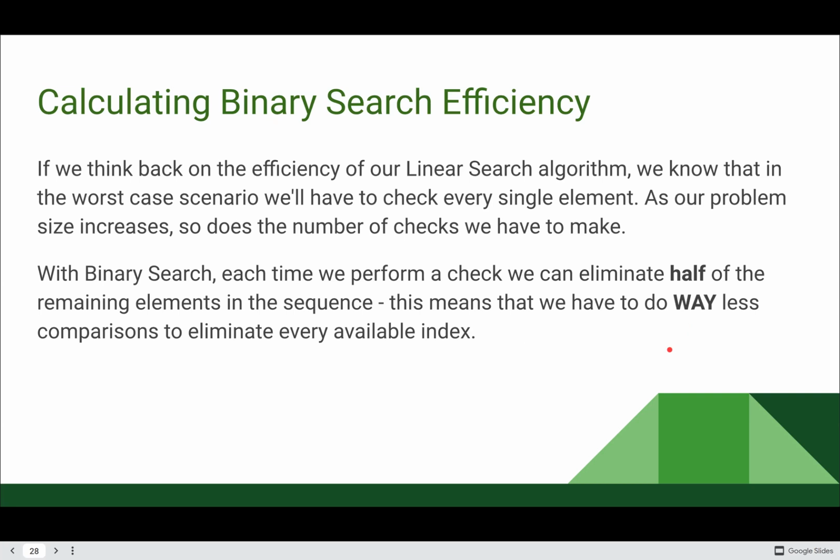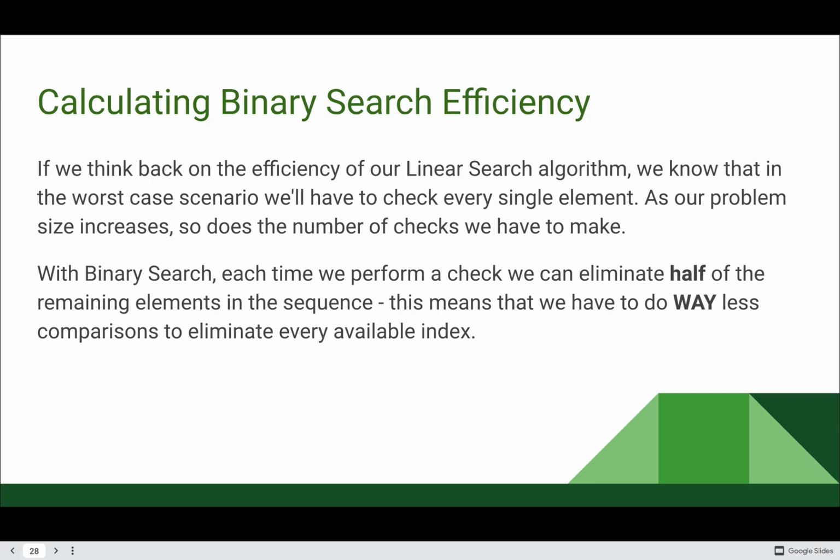So if we want to calculate the efficiency of this linear search algorithm, we know that in the very worst case for a linear search, we're going to have to check every single element. And as the size of our problem increases, so does the number of checks we have to make. If I have a list with 10 elements and the number I'm looking for is at the very end, I need to check 10 times if what I'm looking at is my current value. And as I add more elements, I have to check more and more times.